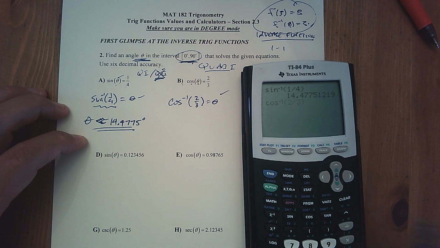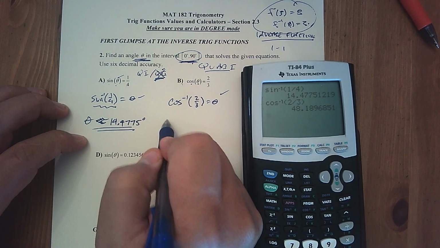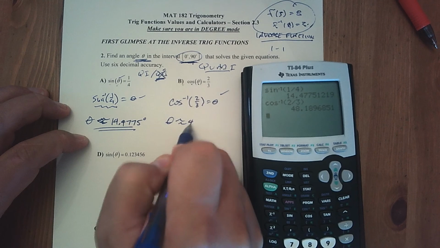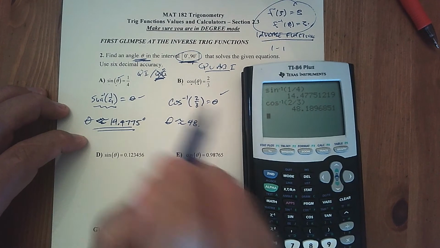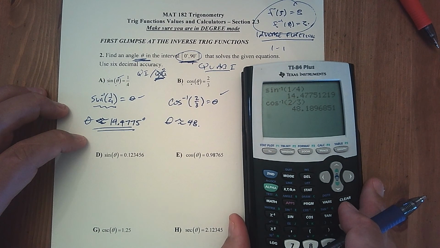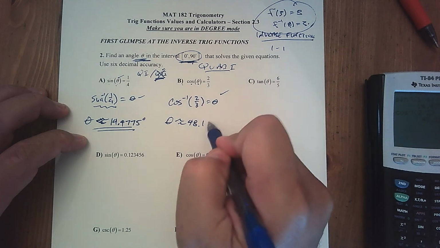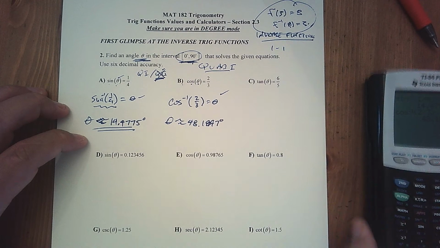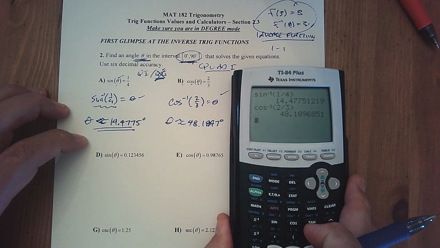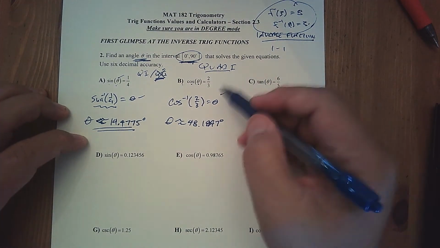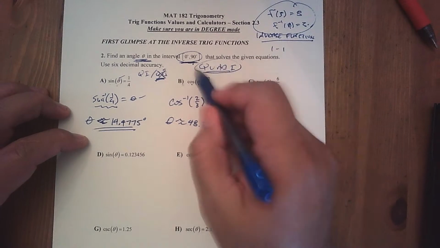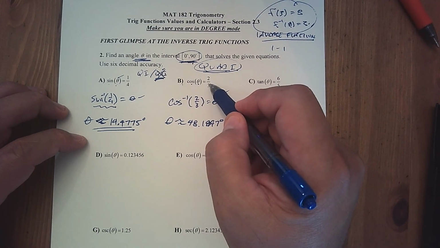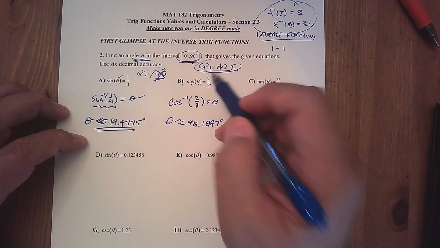Close parentheses, press enter, and voila, we got that our theta is estimated to be 48 point, what is that, 1897 degrees. All right, and so there you have it. Again, the calculator is limiting our answers to quad 1, but if we really think about this, right, where is cosine positive?